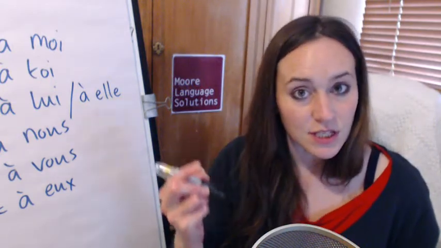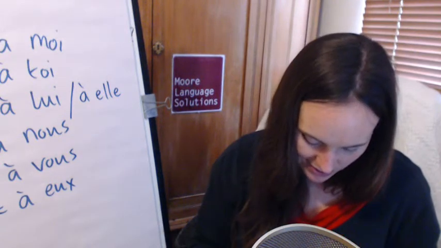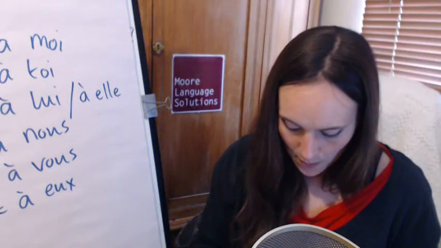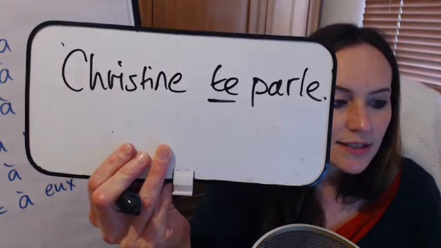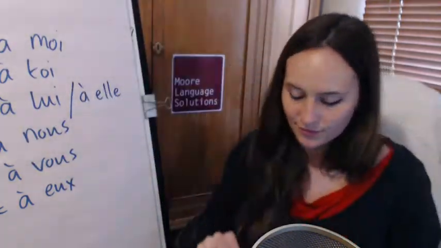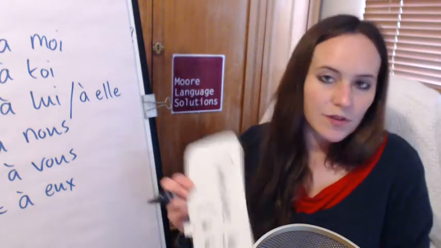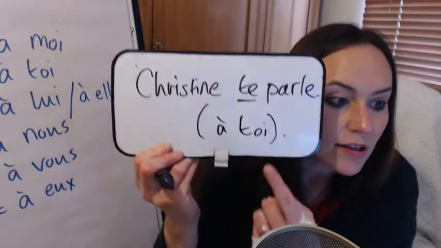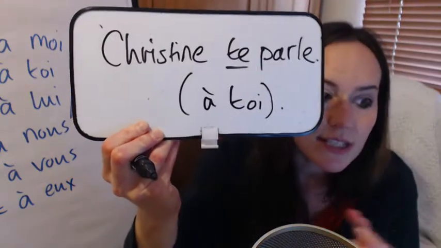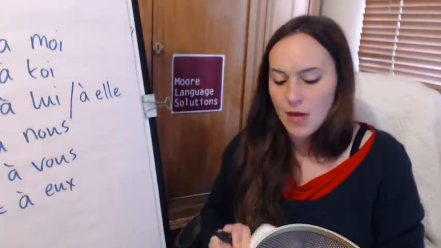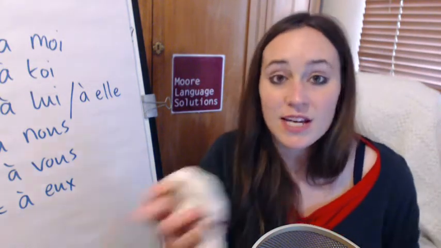So if Christine is speaking to you, informal tu, elle te parle. Christine te parle. So the te in that sentence, Christine te parle, is replacing à toi. So if you were saying that in the long form without the indirect object pronoun, you would say elle or Christine parle à toi. Okay. What about, okay, this one's actually in the passé composé.